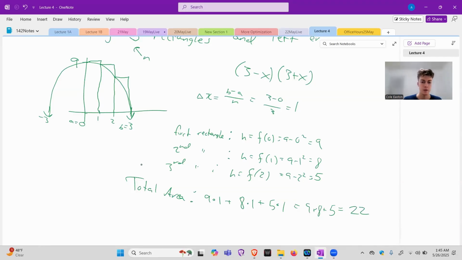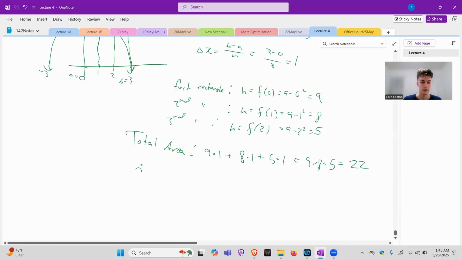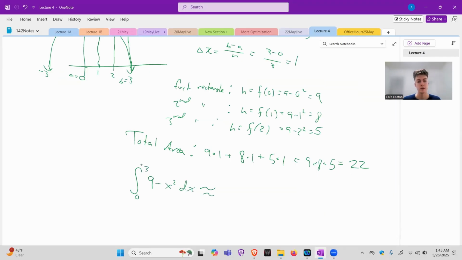And so what are we saying with that? Well, we're saying that the integral from 0 to 3 of 9 minus x squared dx is approximately equal to 22.